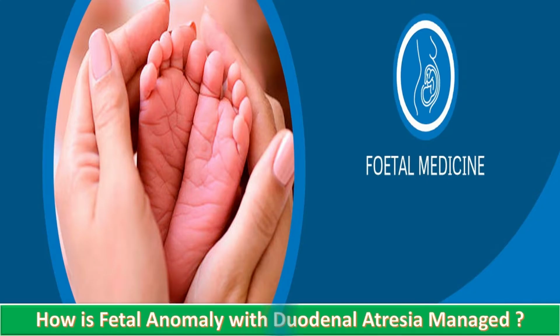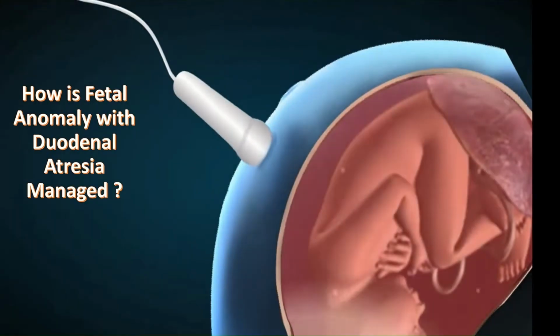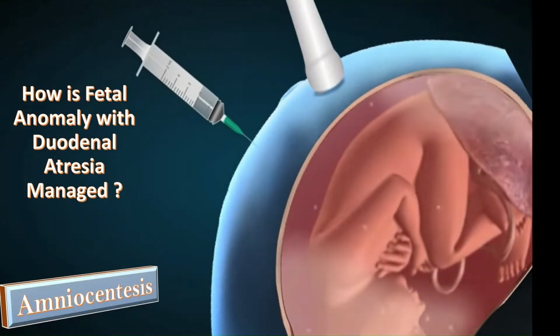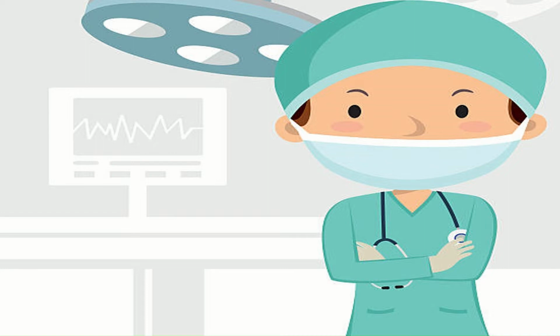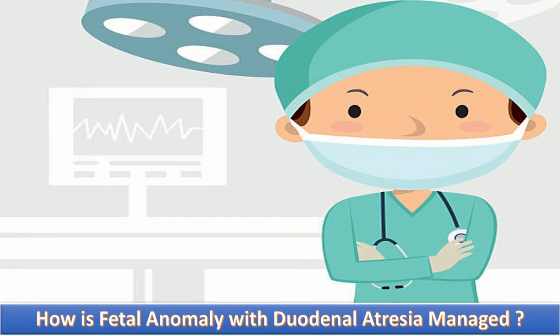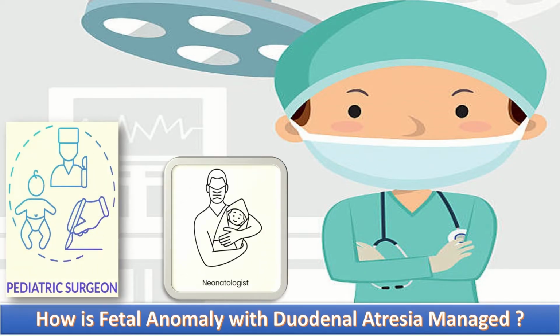How is fetal anomaly with duodenal atresia managed? The patient is advised another ultrasound by a fetal medicine consultant to make sure that there are no other abnormalities associated with this condition. Then the patient is offered a test to check the baby's chromosomes. At this stage, the test will be an amniocentesis. What happens next will depend on the result of the chromosomal test. If the chromosomal study is normal, the patient is asked to see the pediatric surgeon as well as the neonatologist to discuss the management of the baby after the birth. If it is abnormal, then she will have options to terminate or continue with the pregnancy.